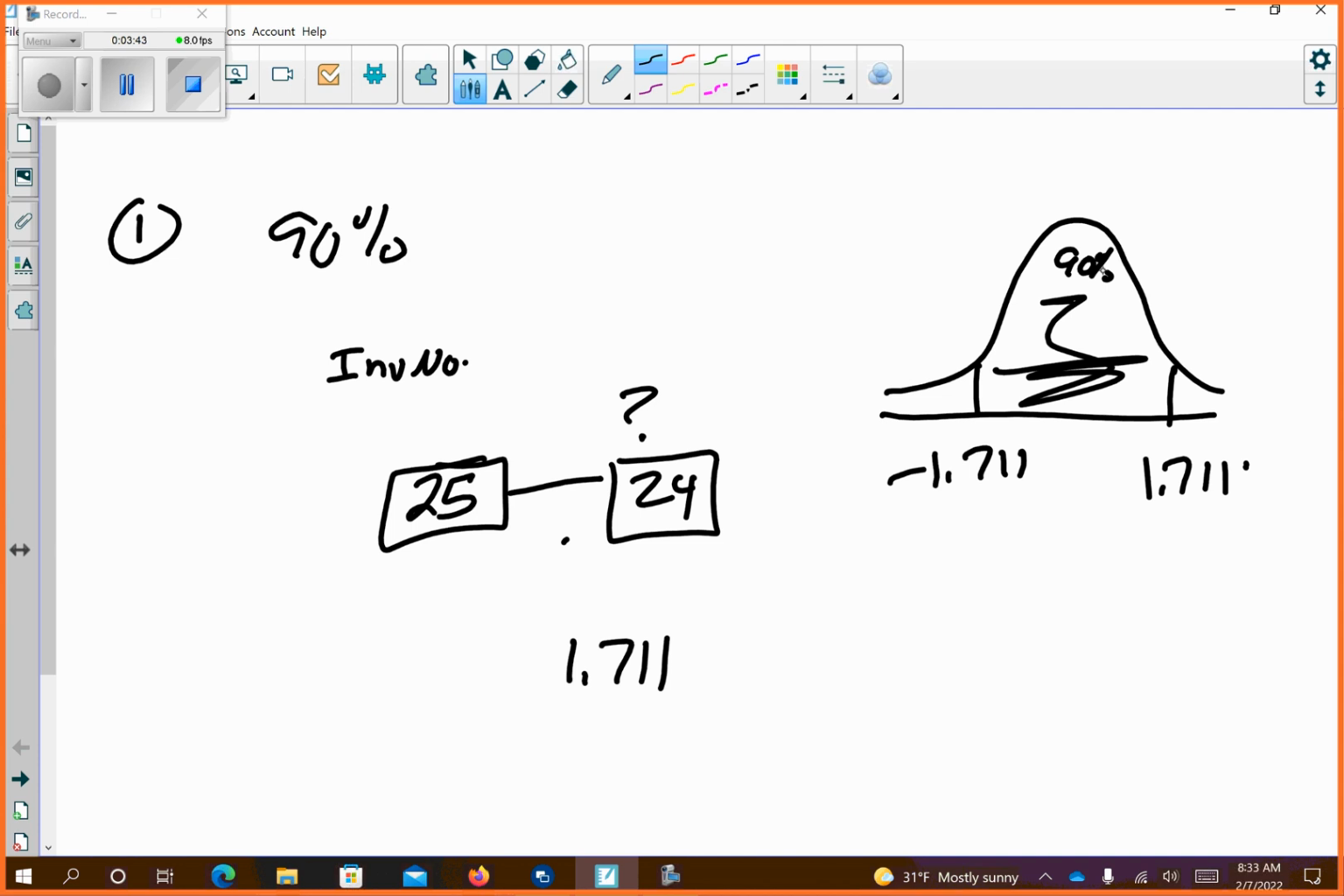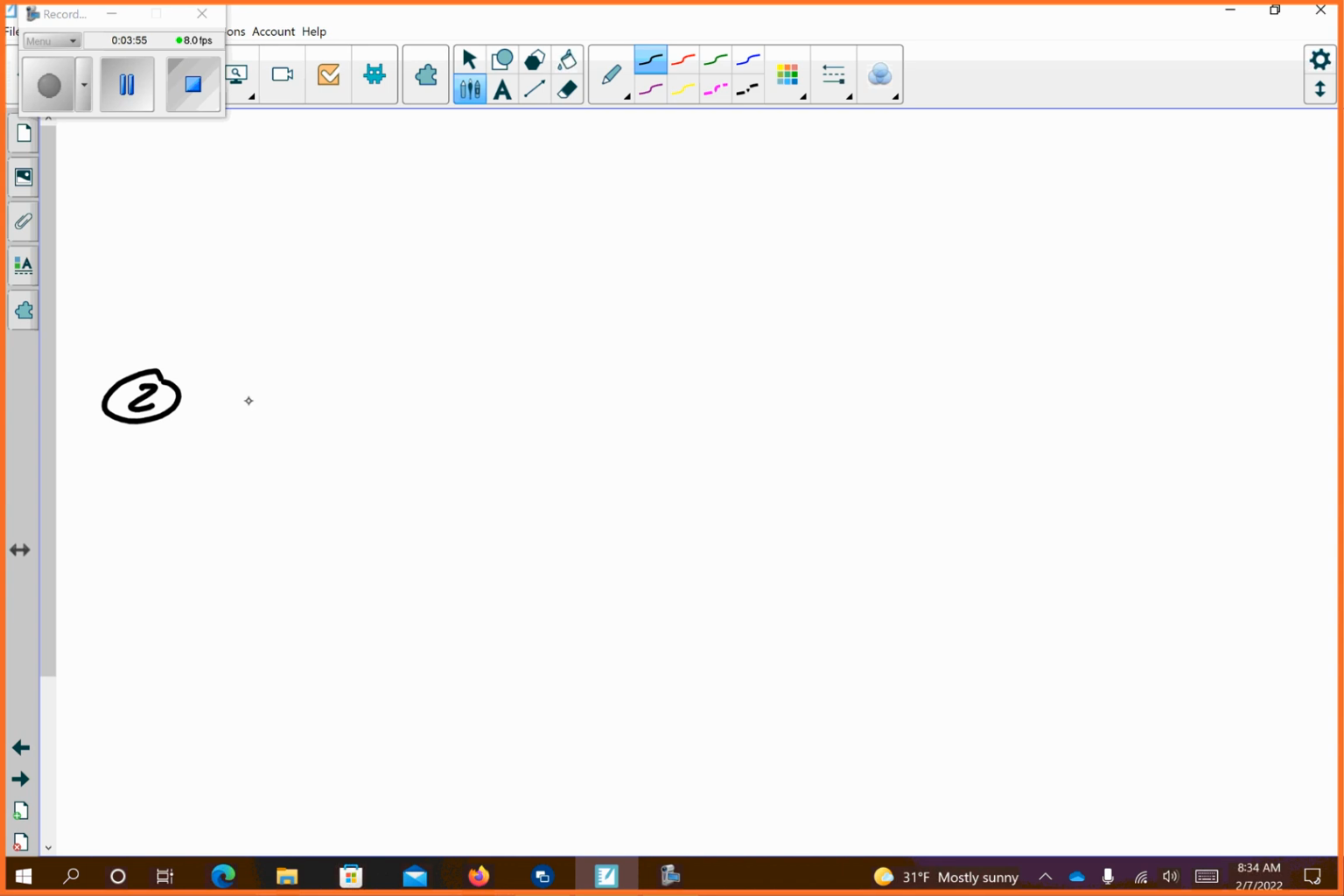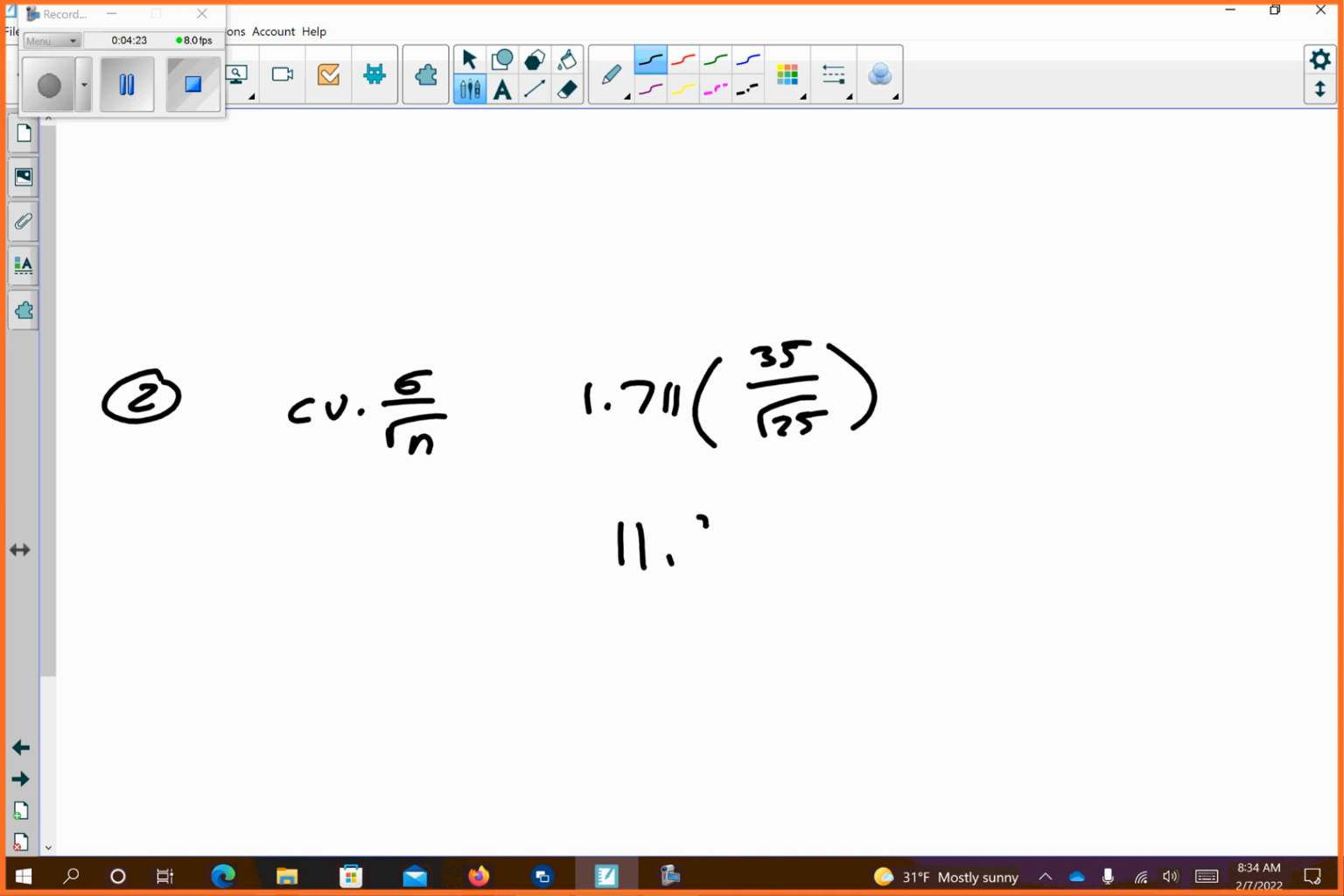What do you think? I just do the critical value times the standard deviation over the square root of the number. So critical value, 1.711, times the standard deviation of 35 over the square root of 25 cheeseburgers. So that's going to come out to 11.977, I believe.